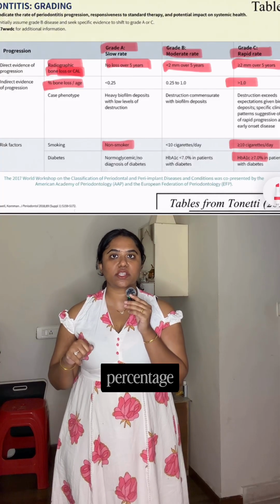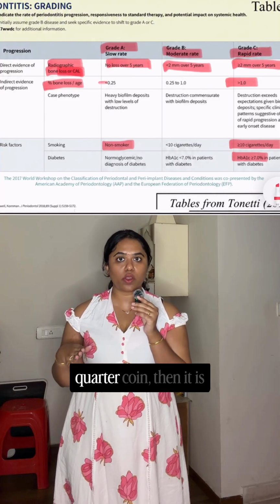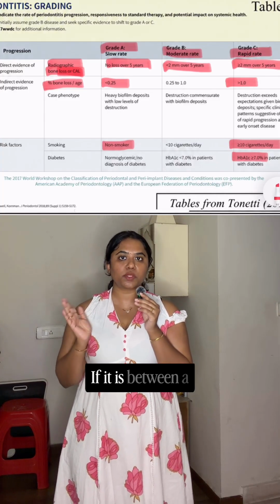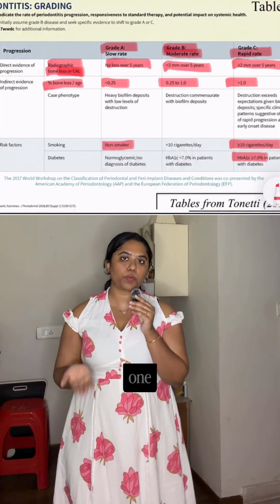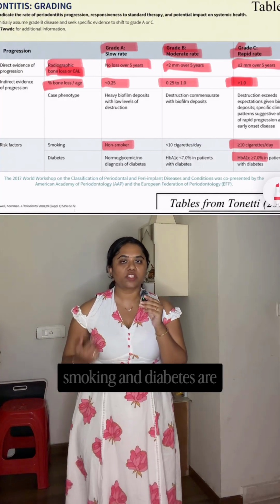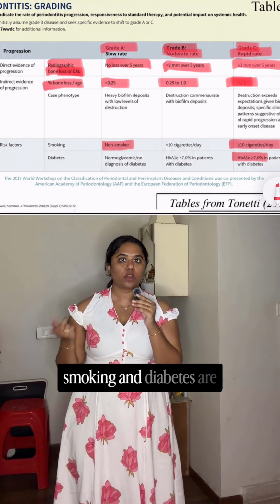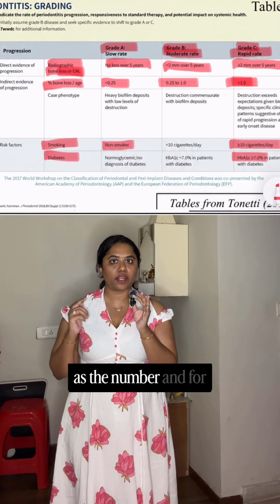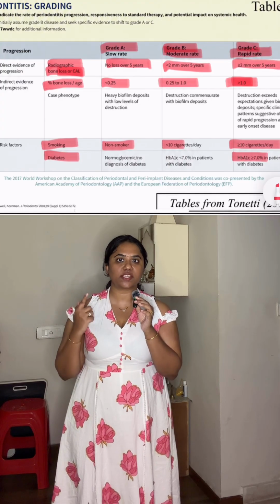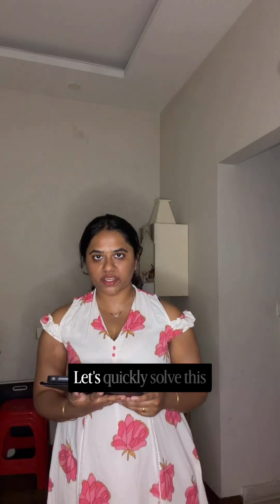Examiners also give the bone loss and age. You should calculate the percentage. If it comes less than a quarter coin, then it is grade A. If it is between a quarter and a 1 rupee coin, then it is grade B. And if it is more than a 1 rupee coin, it is grade C. Smoking and diabetes are the 2 risk factors. For smoking, you can remember your 10 fingers, 10 as the number, and for diabetes, you can remember the HbA1c level 7. Let's quickly solve this MCQ.